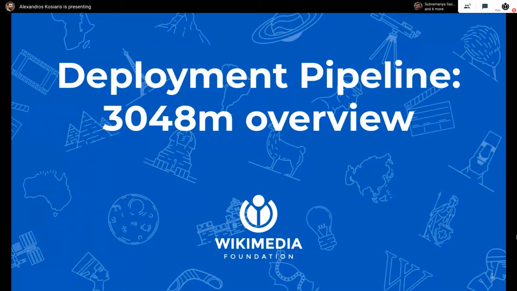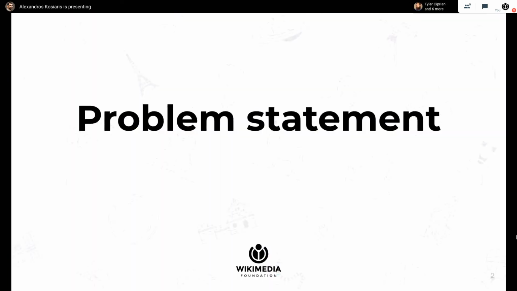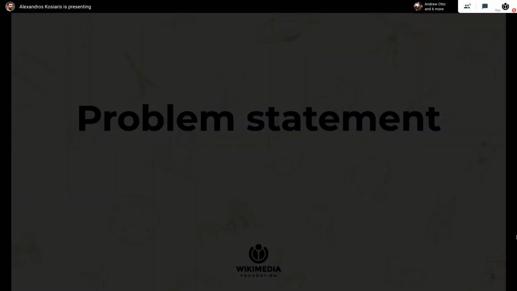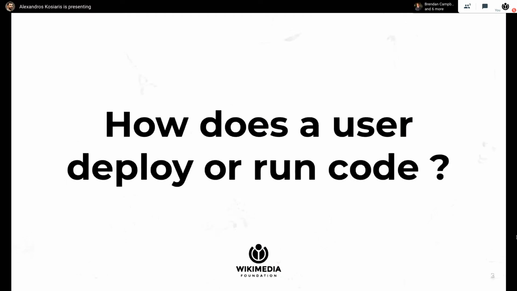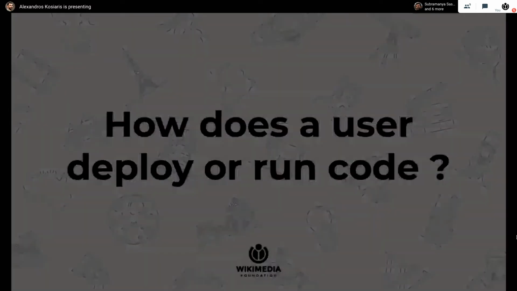Let me start by giving you a problem statement. Some people might have seen some of these slides, as the specific problem statement has been reiterated in the past. So let's start very generically on this one, without having anything to do with a pipeline. The question that we can ask ourselves is, how does a user deploy or run code? In the very general case, it just needs an execution environment. And here are 4 examples of execution environments.